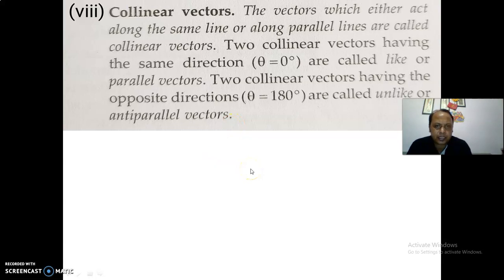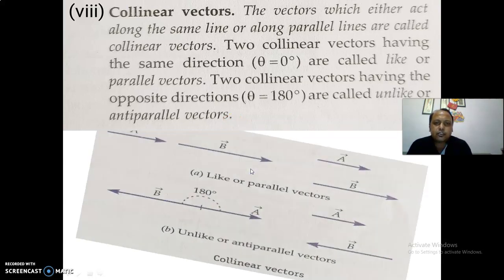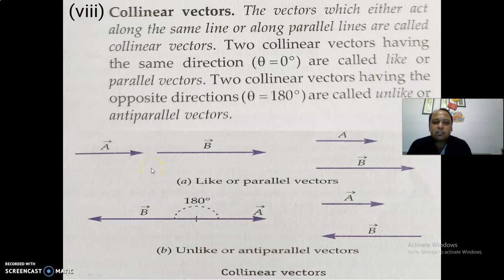Let me make it clear by using the diagram also. See here, these are all the examples of collinear vectors. Like here you can see vector A and vector B, they are along the same line, and here vector A and vector B are parallel to each other and along the same direction. So here the angle between A and B, and here also the angle between A and B is 0 degree. So these collinear vectors, A and B is collinear, here also A and B is collinear, and they are called like or parallel vectors.